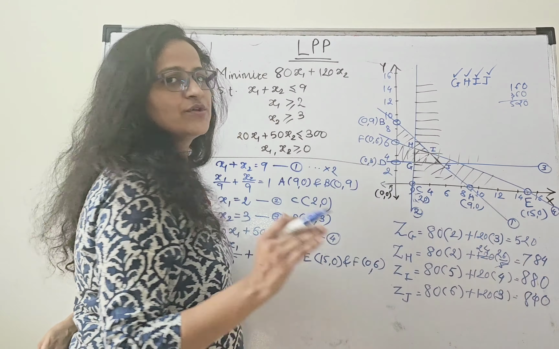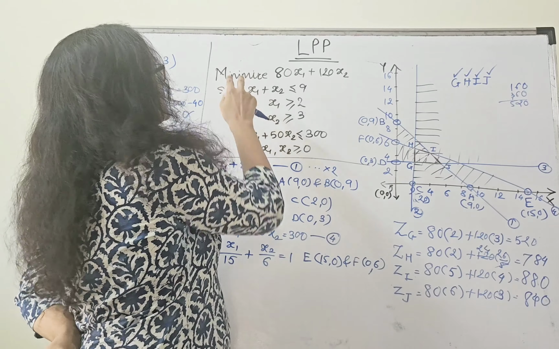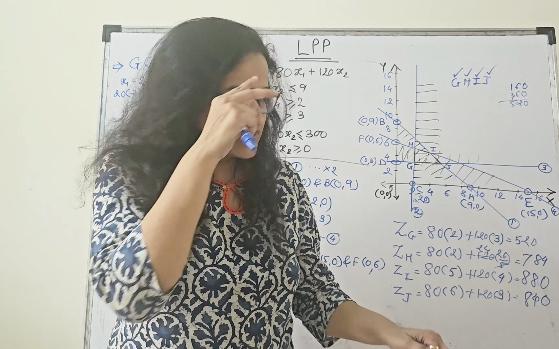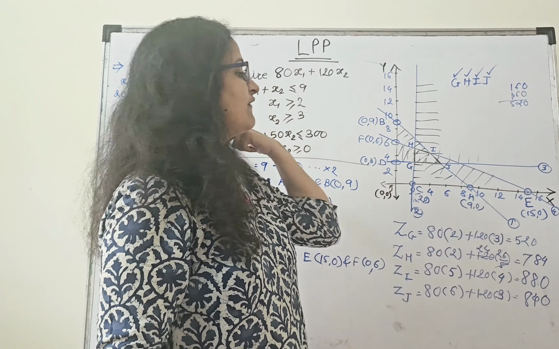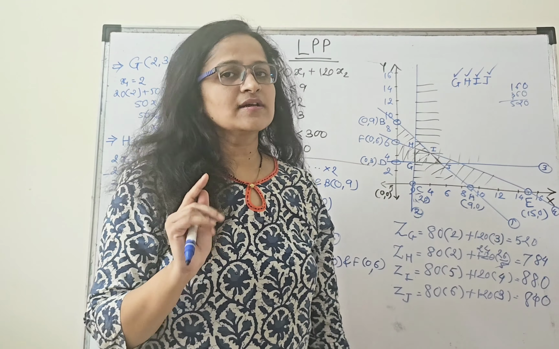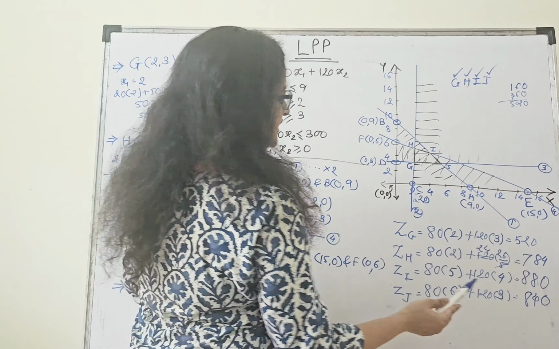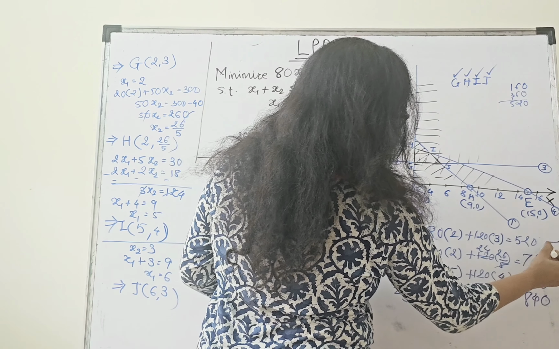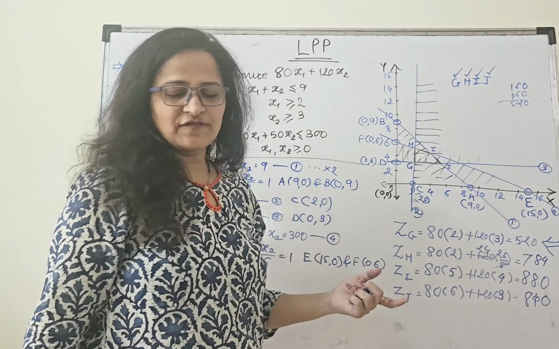Now you have to look at the objective function. This is a minimize problem, right? It means whatever is the minimum or smaller value out of these, that is your correct answer. So what is the smallest value from all these 4? 520. Definitely correct. So this is your final answer.